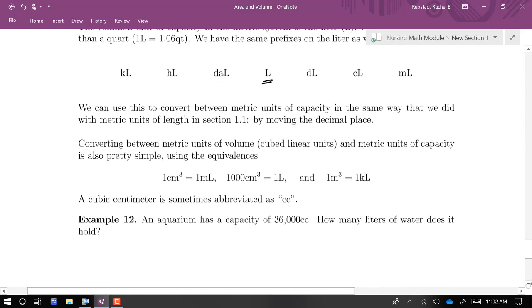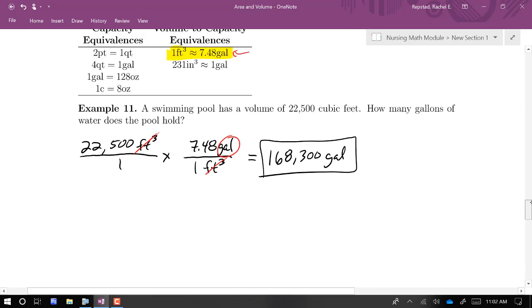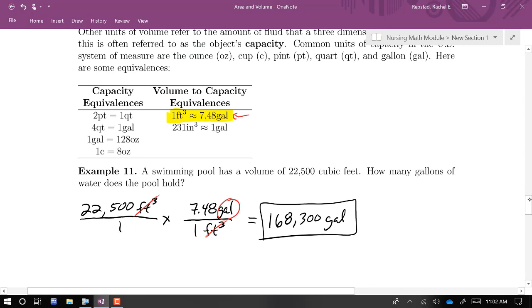Another nice thing about the metric system is there are really nice equivalences. I'm going to go back and look at this last example we did, and how even when we were staying within the U.S. system of measure, to get from cubic feet to gallons, it was still an approximation. 1 cubic foot is 7.48 gallons. It's not a super weird number, but we had to approximate.